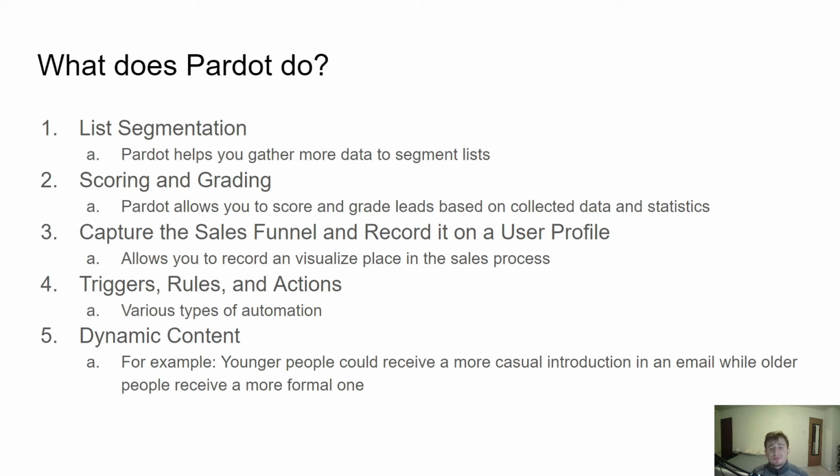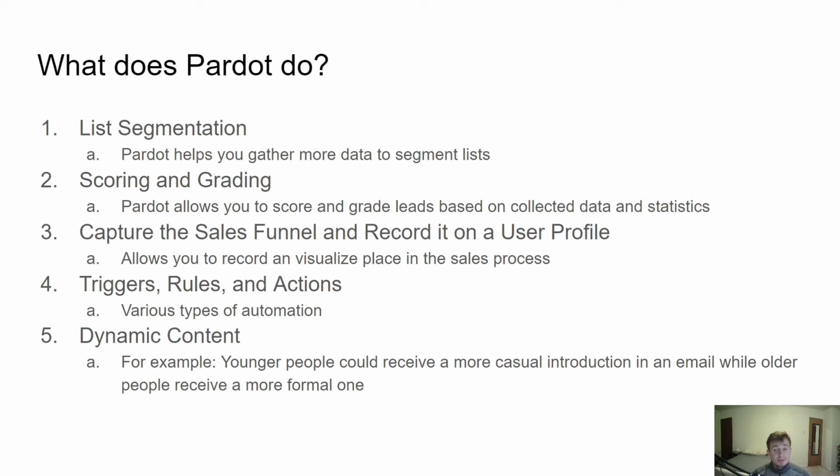Second, scoring and grading. Pardot allows you to score and grade leads based on collected data and statistics. Pardot is able to analyze what your optimal customer looks like, or you're able to give Pardot information on what your optimal customer looks like, who converts when, etc. And Pardot takes the information that you provided and it compiles and is able to score and grade customers based on it.